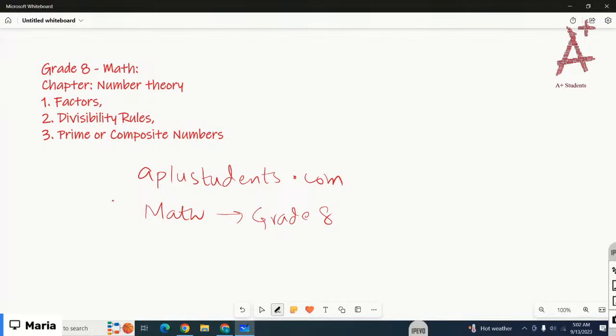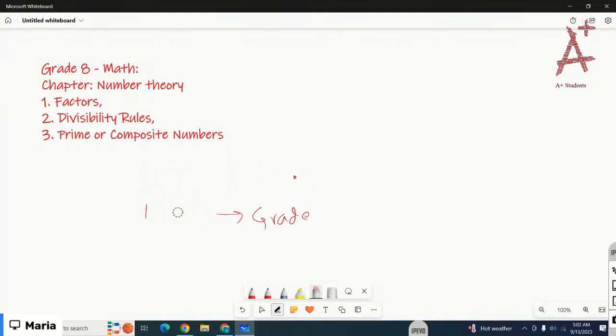We're going to start with chapter number 3, and the lessons we're going to cover from the chapter are factors, divisibility rules, prime or composite, right? So let's just start with the first lesson, that is factors. So what do you know about the factors? Please make sure you have your notebook and pencil so that you can note down the important examples and definitions as well, right?